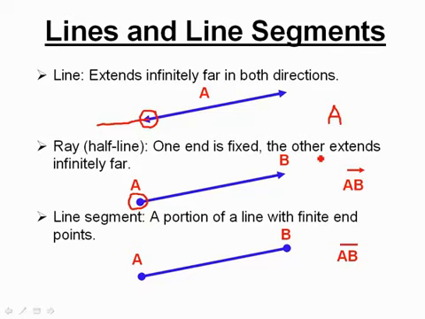Okay, so line segments. A line segment essentially has two fixed ends. So it would be line segment AB. And you'll see here that there are no arrows on top of that little line on top, to show that it's fixed.